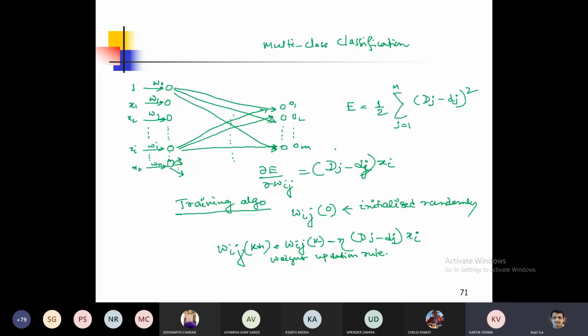Here it is the same thing. The only difference is that it is multi-class classification, everything else is the same. Now this dj minus dj is basically for the jth neuron. Okay, and we calculate the same thing, only the training algorithm is basically that particular thing. So already we have said like this. Okay.